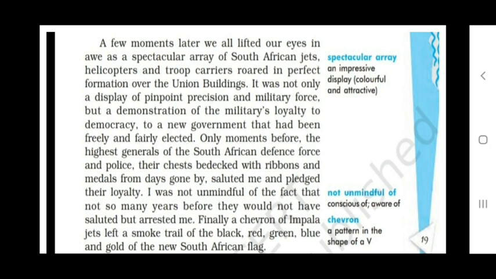So, what is the meaning of chevron? It's a pattern in the shape of a V. So a V-shaped pattern. The jets flew in the sky and had an impressive display of their power. And now what did they do? They left a smoke trail. So before the audience, before the people, there was the beautiful V-shaped pattern made of these colors. Can you tell that? Yes, it is black, red, green, blue and gold. So there are 5 colors in the new South African flag.